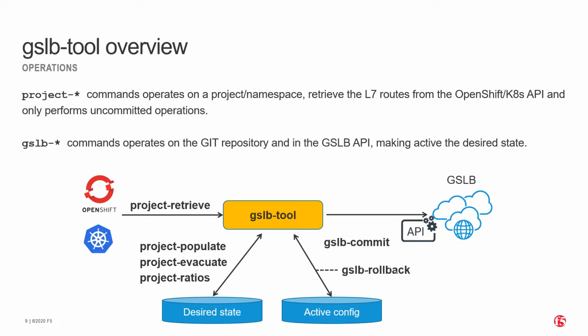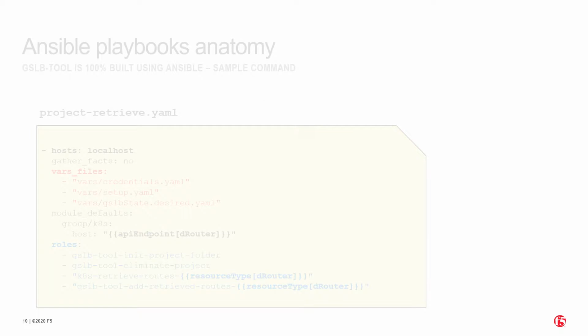So it's also something that could work with Kubernetes. So if you're migrating from Kubernetes to OpenShift, you may do so as well. So the project commands sort of operate on a project namespace. It retrieves all the layer 7 routes from either the OpenShift or the Kubernetes environment.